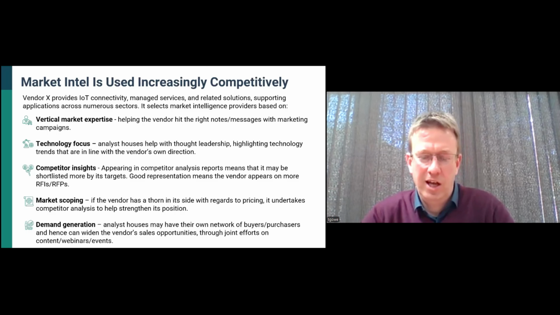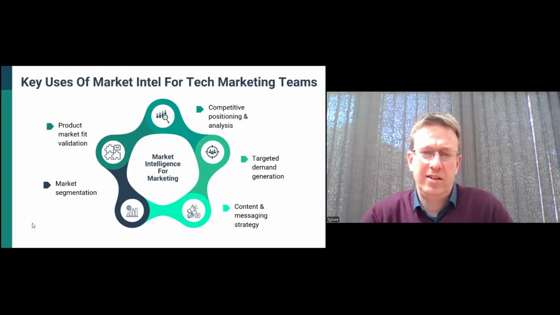So that's just an initial insight into how vendors are using market intelligence within their marketing departments. If we go on to the next slide, I've tried to summarize what I thought were the really key uses of market intelligence for the marketing department. I've touched on three or four of these already, so I won't talk so much about those.